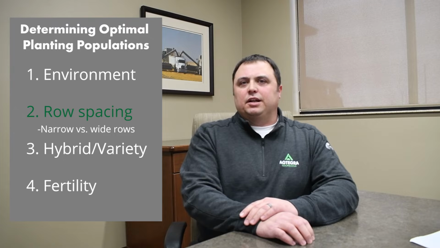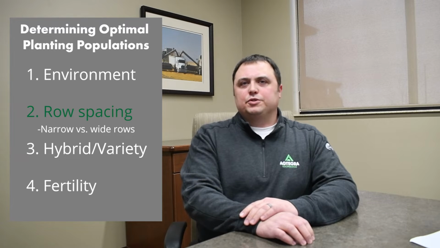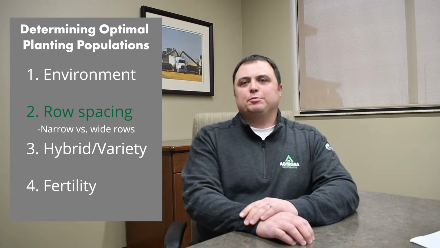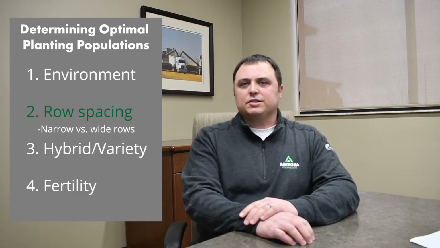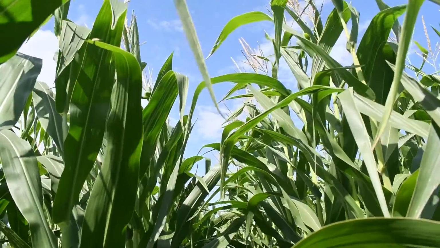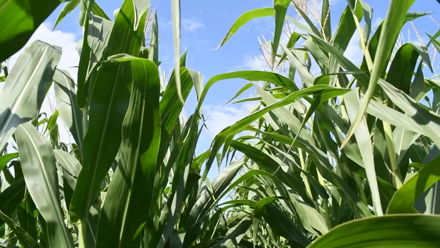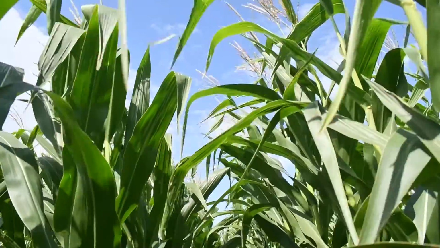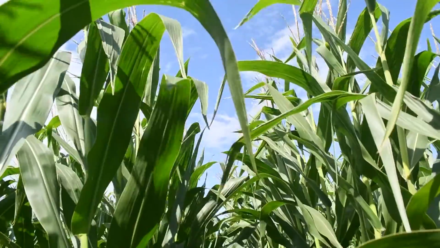You also want to take into consideration what row spacing you're using. If you run narrow rows versus wide rows, your optimum population for any given product is going to be different. And understanding what row spacing you're using in correlation with what product you're going to plant there will help you determine what the right population is.